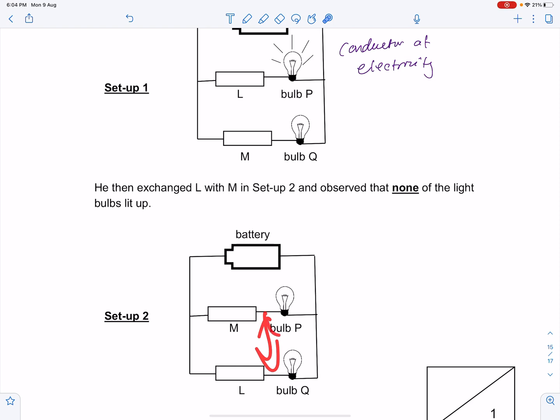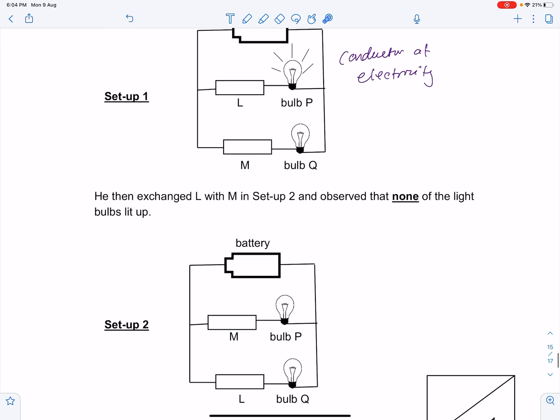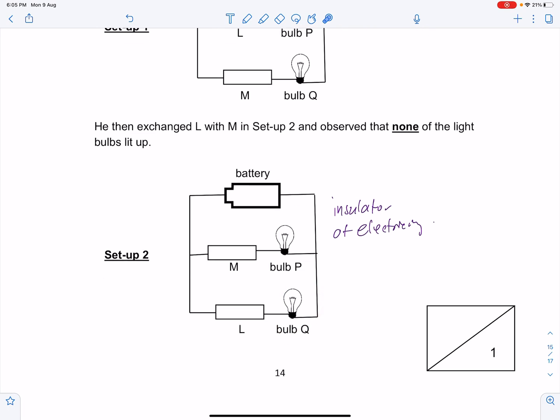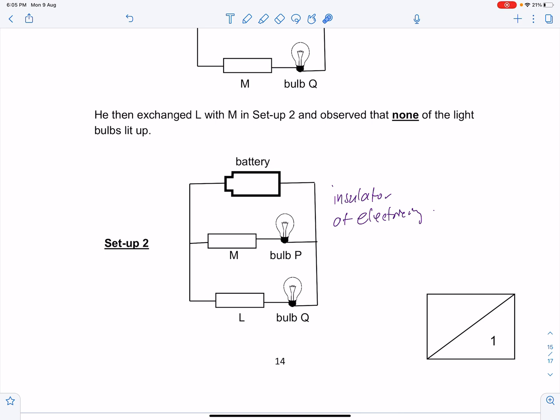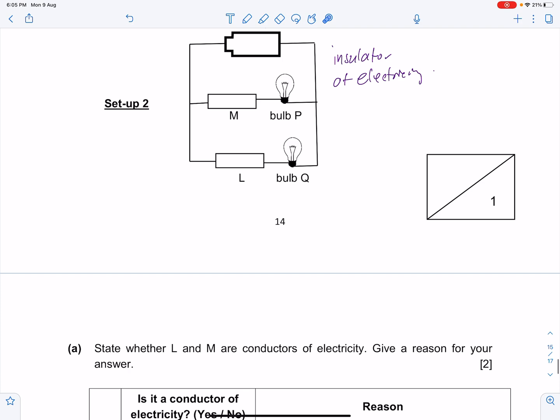So when you swap the two, you know that this bulb is working fine because in setup 1, it lit up fine. But the only change that you made in this case was to swap the two. Yet it didn't light up at all. So this confirms that M is an insulator of electricity. But it also proves to me that maybe my bulb Q has fused. Why? Because we already ascertained that when L was here, there was no issue. So I know that this is a conductor of electricity. But when you look at here, I put L here, it still didn't light up, given that all the wires are connected properly. So this could mean that my bulb Q could also be fused.